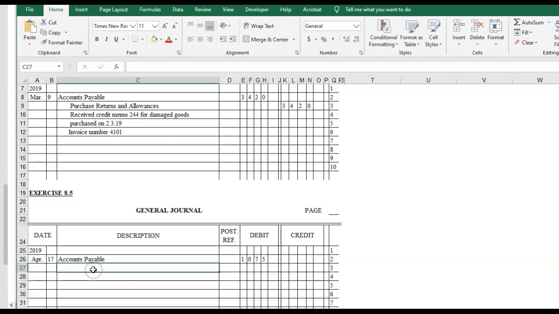Okay, and then here you want to write your purchase return allowances, $1075. It's always a credit. This is where you'll write the information, like your credit memo number. That's 112. Let me see, for damaged goods.